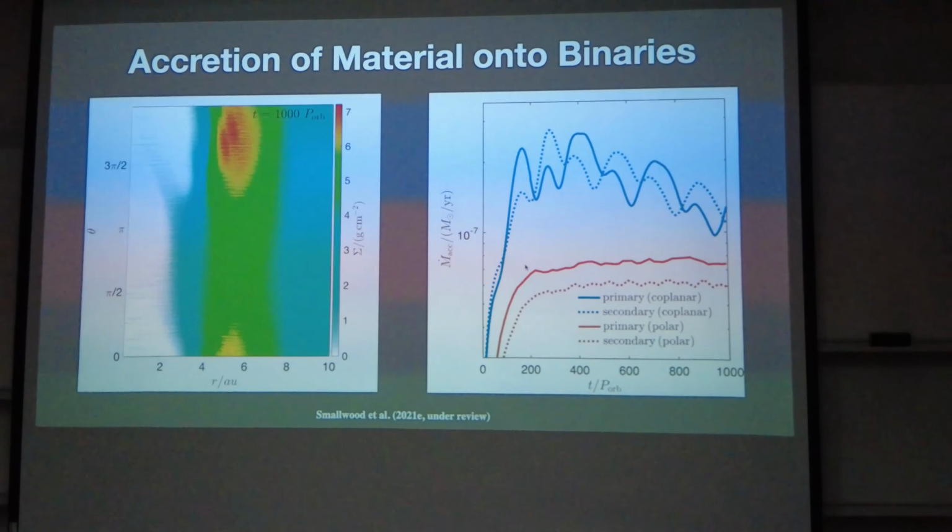But when we look at the accretion rate from a polar disk, which is given by red, it's always flat, so you don't get this alternating preferential accretion. We find that the accretion onto the primary star is always higher than the accretion onto the secondary star. This paper is under review right now. Next slide.